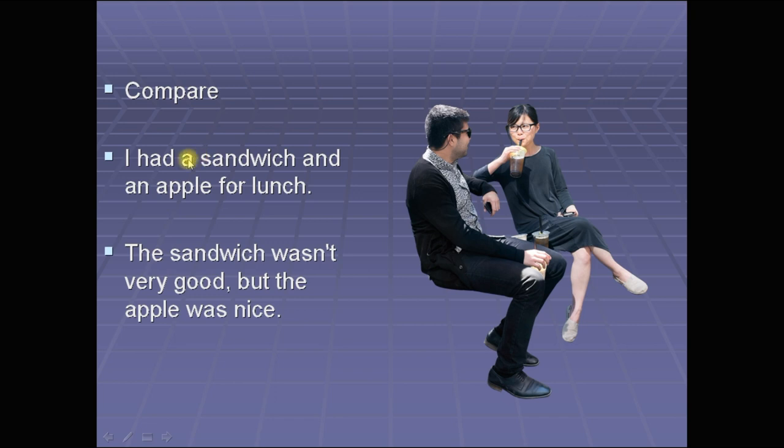So, bakit niya ginamit yung "a sandwich" and "an apple" sa first sentence? Kasi, wala pa siyang definite. So, hindi pa kasi alam ni Karen kung alin yung specific sandwich and specific apple. So, kaya sa second sentence niya, sinabi niya na, "the sandwich was not very good, but the apple was nice." Ginamit niya yung "the sandwich" and "the apple" kasi alam na ni Karen kung ano yung specific sandwich at saka yung specific apple na tinutukoy ni Jo.